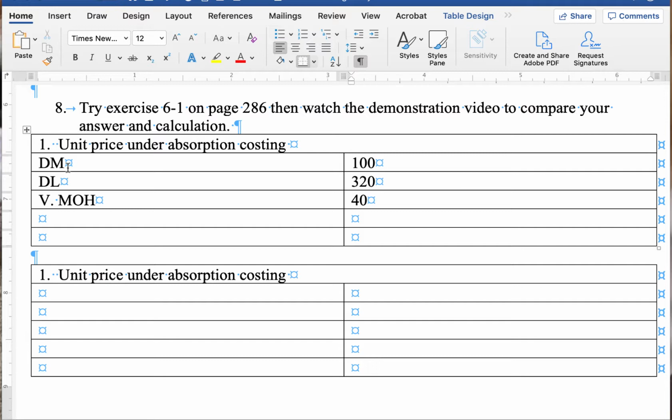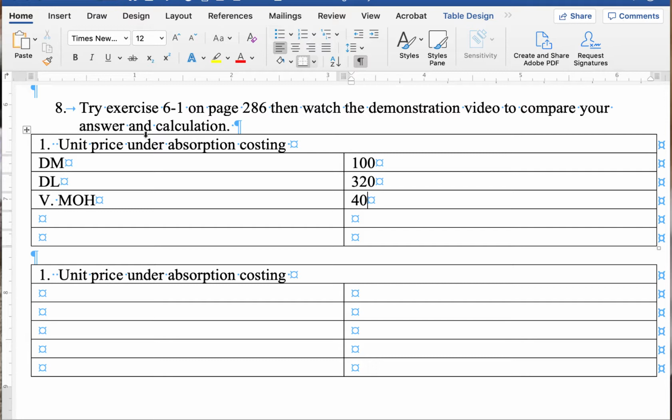Keep in mind, what are we calculating here? The unit product cost. Selling and administrative expenses never, ever become product costs. I don't care what method we're using, whether it's absorption or variable, we never include selling and administrative costs.